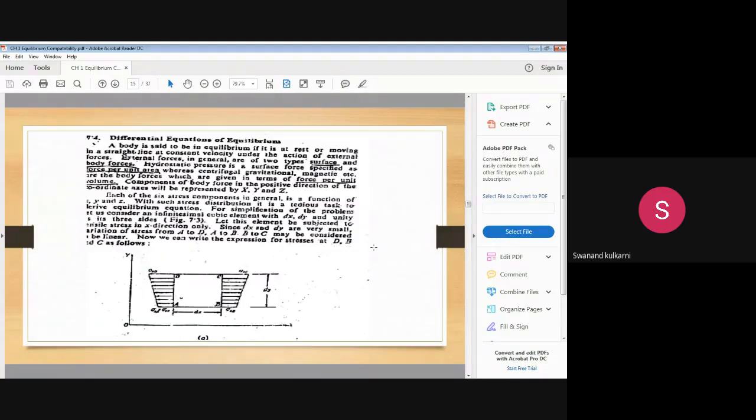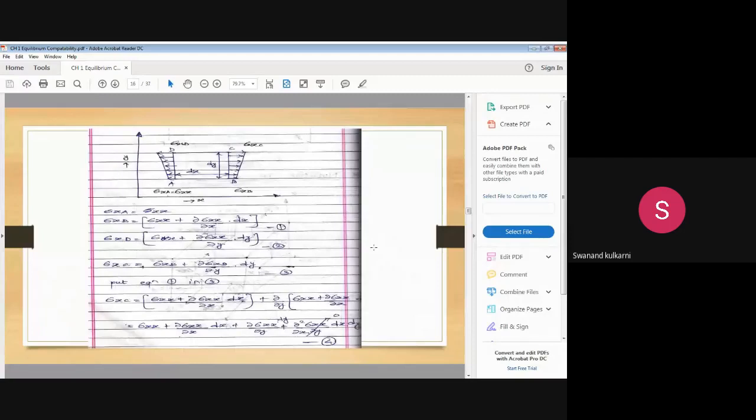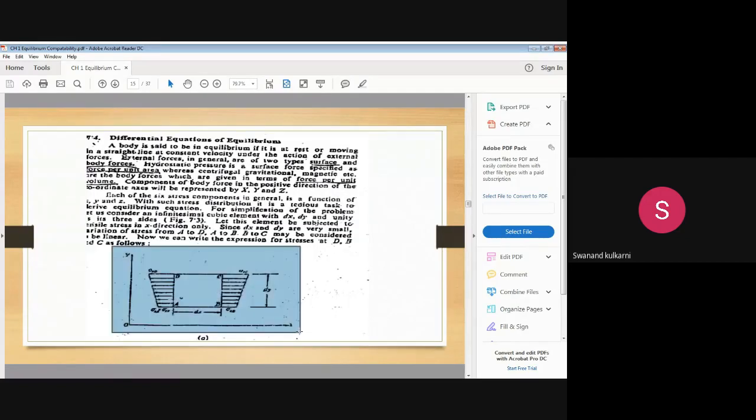Then let us have, in the last lecture we had discussed this. So let us take into consideration this particular figure. With this figure you will come to know that point A is present here, point B is present here, point C is present here, and point D is present here. So A, B, C, D, these are the four corner points present here.